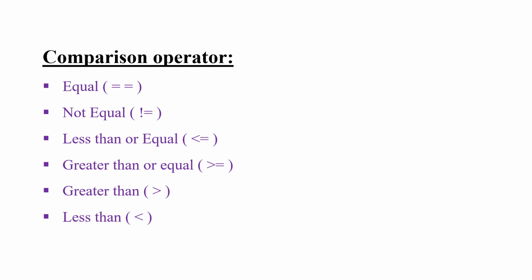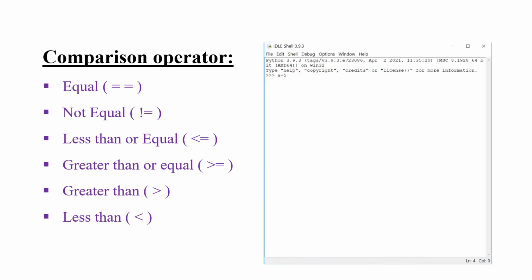Next, the greater than operator. If the first operand is greater than the second operand, then the condition becomes true. For example, if I take a = 5 and b = 3, print a > b. We'll get the output as true because in the statement a should be greater than b. Here a is greater than b, so we'll get the output as true.